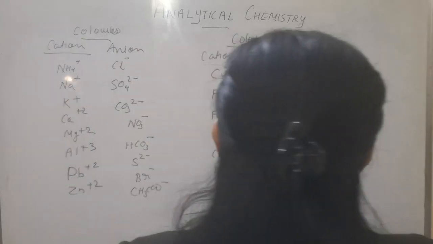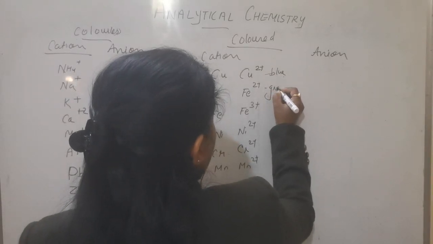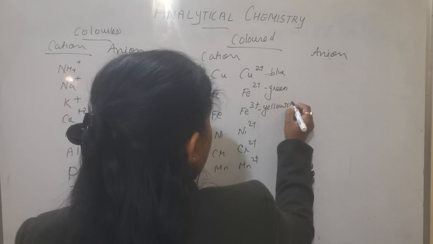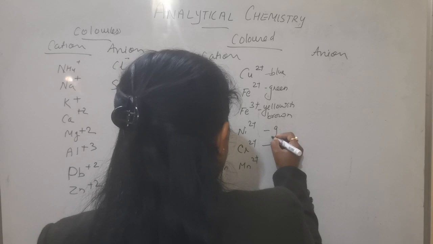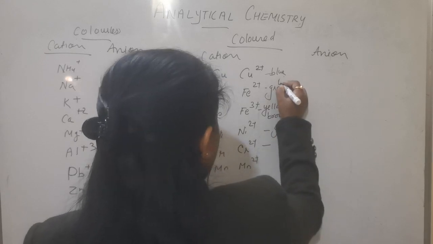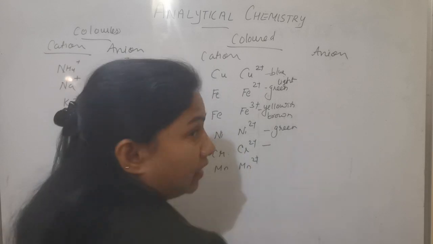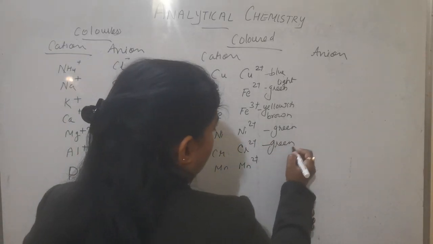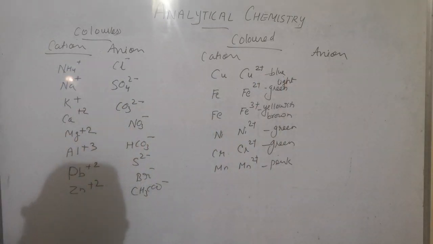Now what are the colors? This is blue in color. This is green. This is yellowish brown. Nickel and chromium both are green in color. This is light green. Ferrous iron is light green in color. Nickel green, chromium also green, and manganese pink. So only few ions are colored, so you could easily learn it.